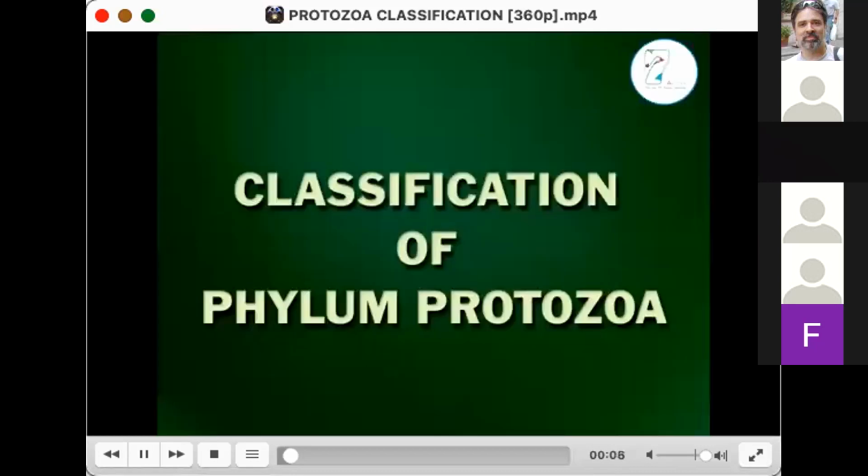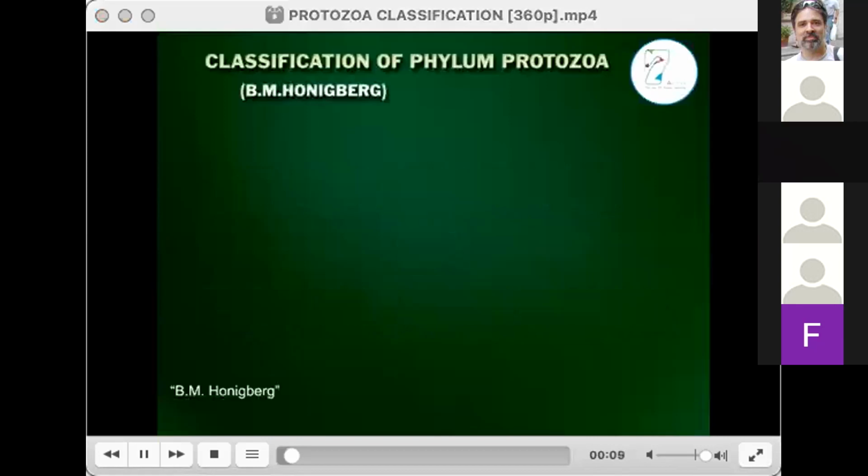Classification of phylum Protozoa. B.M. Honigberg classified phylum Protozoa into 4 subphyla. Subphylum 1, Sarcomastigophora. Subphylum 2, Sporozoa. Subphylum 3, Cnidospora. Subphylum 4, Ciliophora.